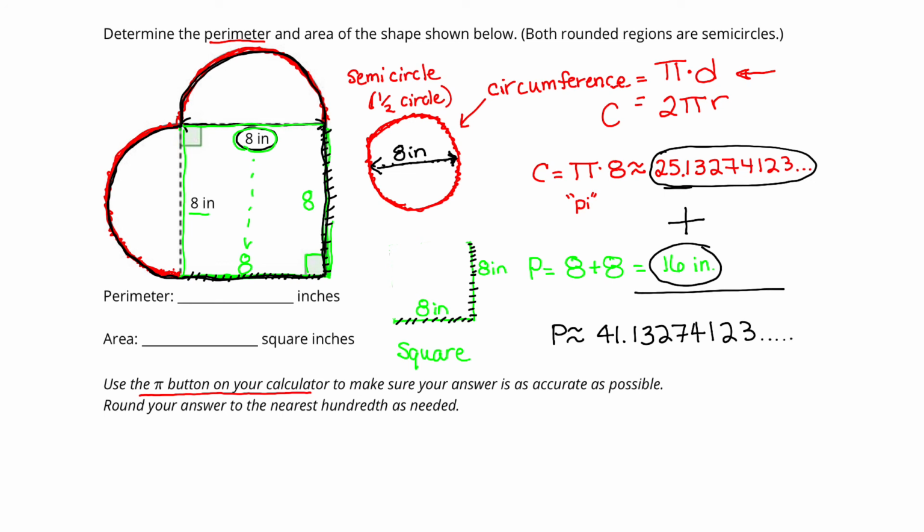41.13274123. Rounding our answer to the nearest hundredth means the second decimal place. So we're going to focus right here, look to the right, that number's small, so we're going to keep the 3. And that tells me that the perimeter of this composite shape is approximately 41.13 inches. Oh, that was a lot of work just to get our perimeter. Now we have to do the area, but I'm going to stop this video here and then put the area on our second video.